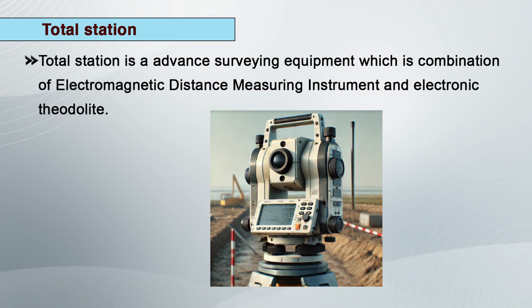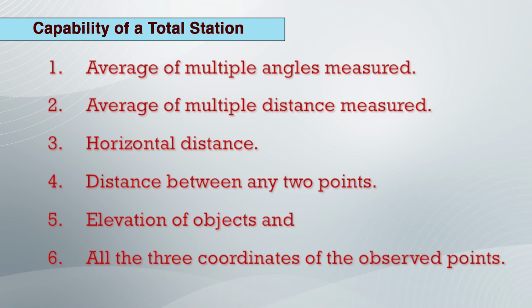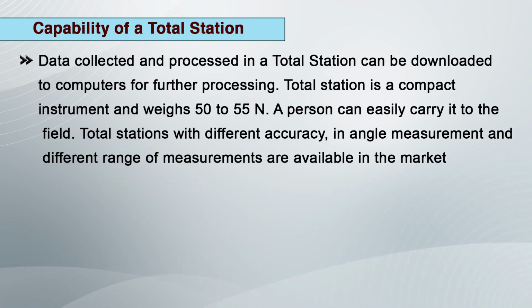This figure shows the total station. There are various types of capability of total station. A microprocessor unit in total station processes the data collected to compute, first, the average of multiple angles measured, average of the multiple distances measured, horizontal distance, distance between any 2 points, elevation of the object, and all the 3 coordinates of the observed point. Data collected and processed in a total station can be downloaded to a computer for further processing.